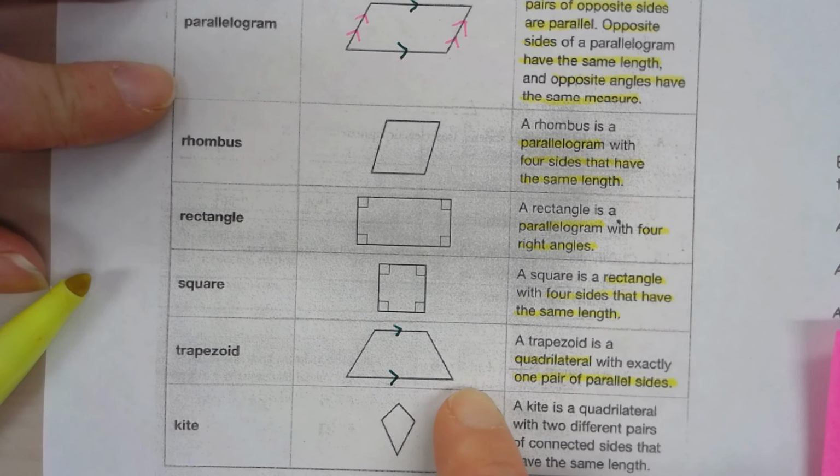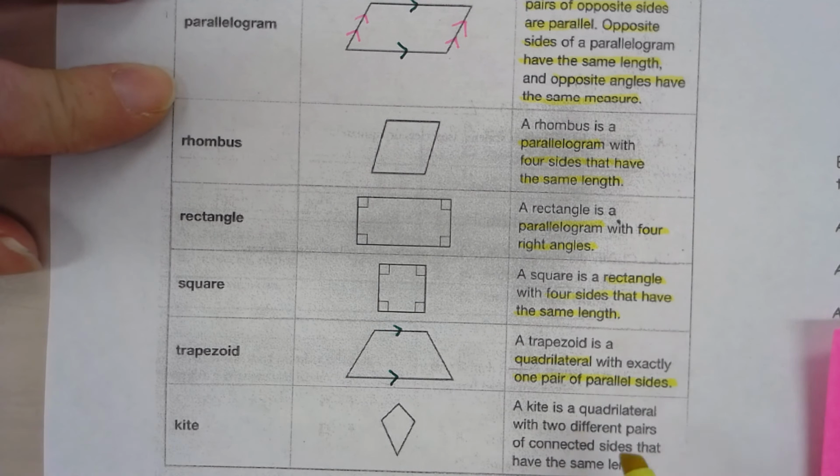It still has four sides and four angles, but it doesn't share the rest of the characteristics. Now let's go to that crazy kite. That crazy kite is, again, kind of like the crazy uncle or the crazy aunt. Because it is a quadrilateral, it does have four sides and four angles, but it has two different pairs of connected sides that have the same length.